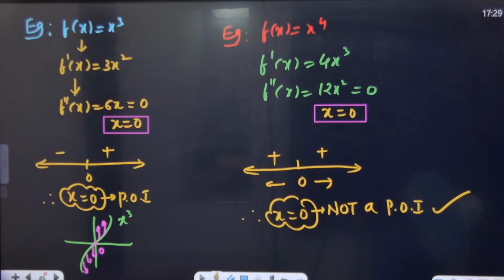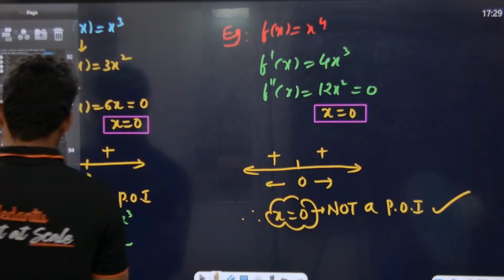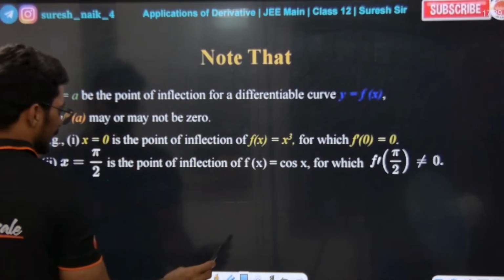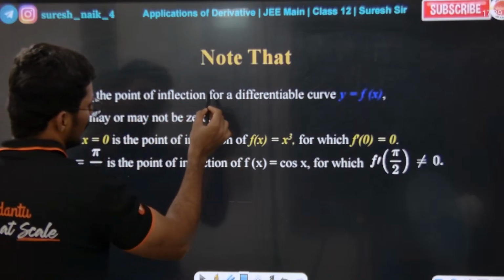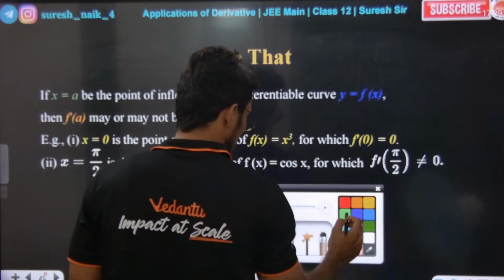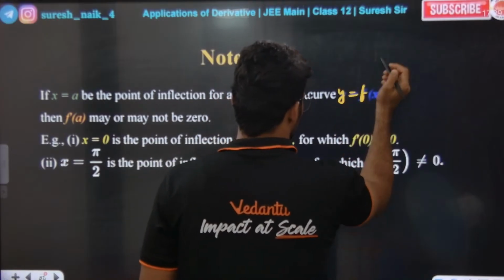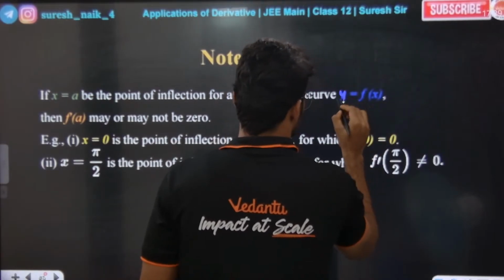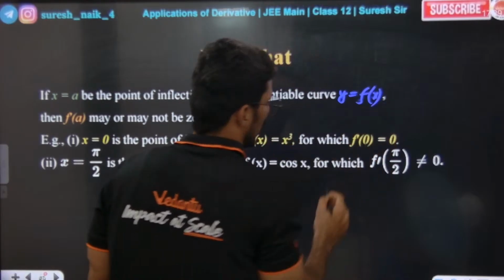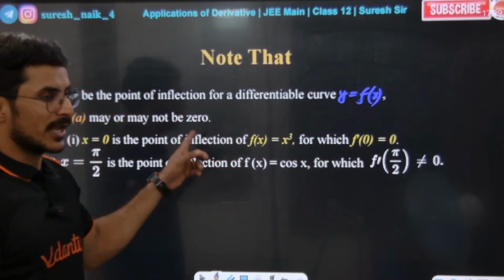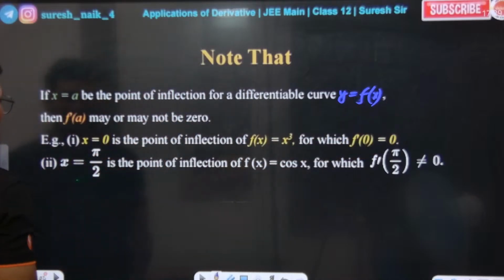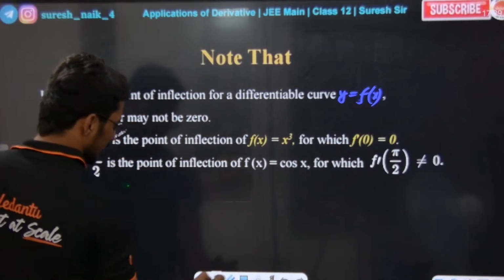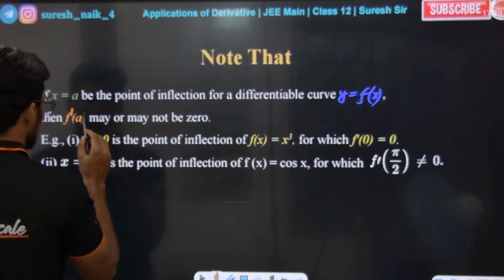One more beautiful note I want to tell you all. Note: everybody listen. If x is equal to a is a point of inflection for a differentiable curve or differentiable function, let's say y is equal to f of x, then f dash of a may or may not be 0. Very important point.